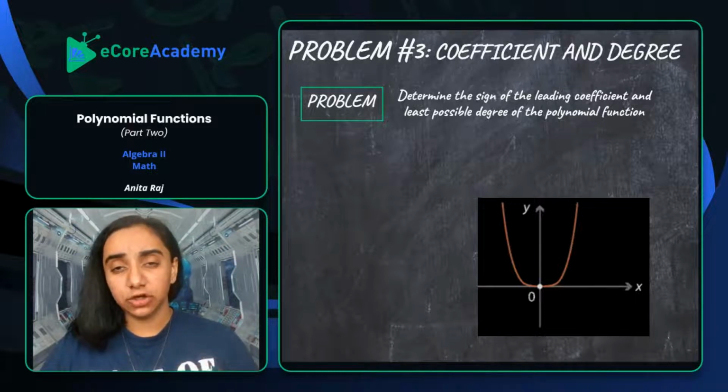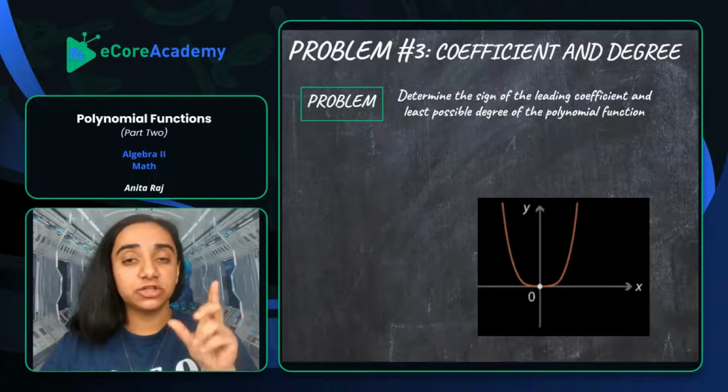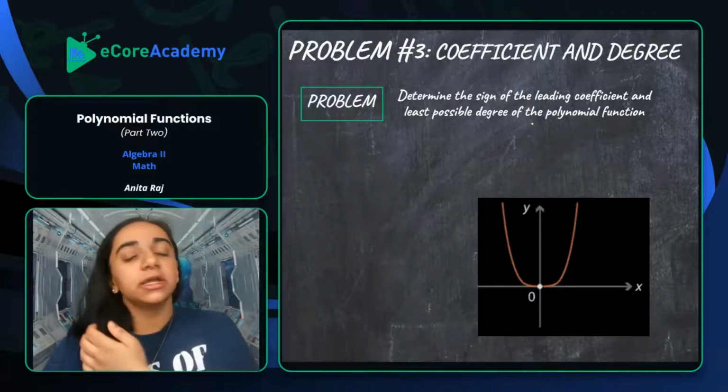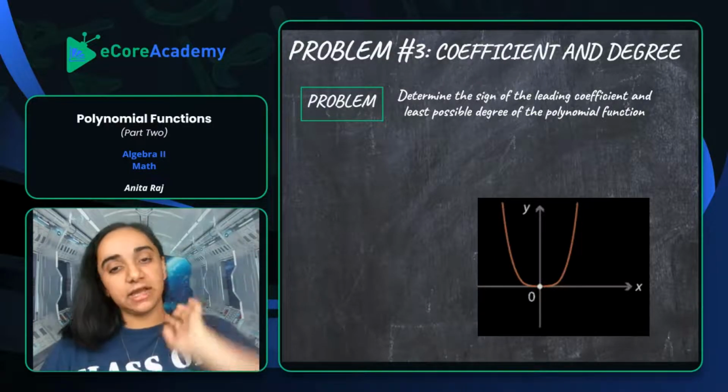Remember, the leading term is the term that has the greatest degree of all of the terms in the polynomial function. That's why we put it first. So we're trying to determine what the smallest degree of that polynomial function is going to be, and I'll explain exactly how you figure that out.